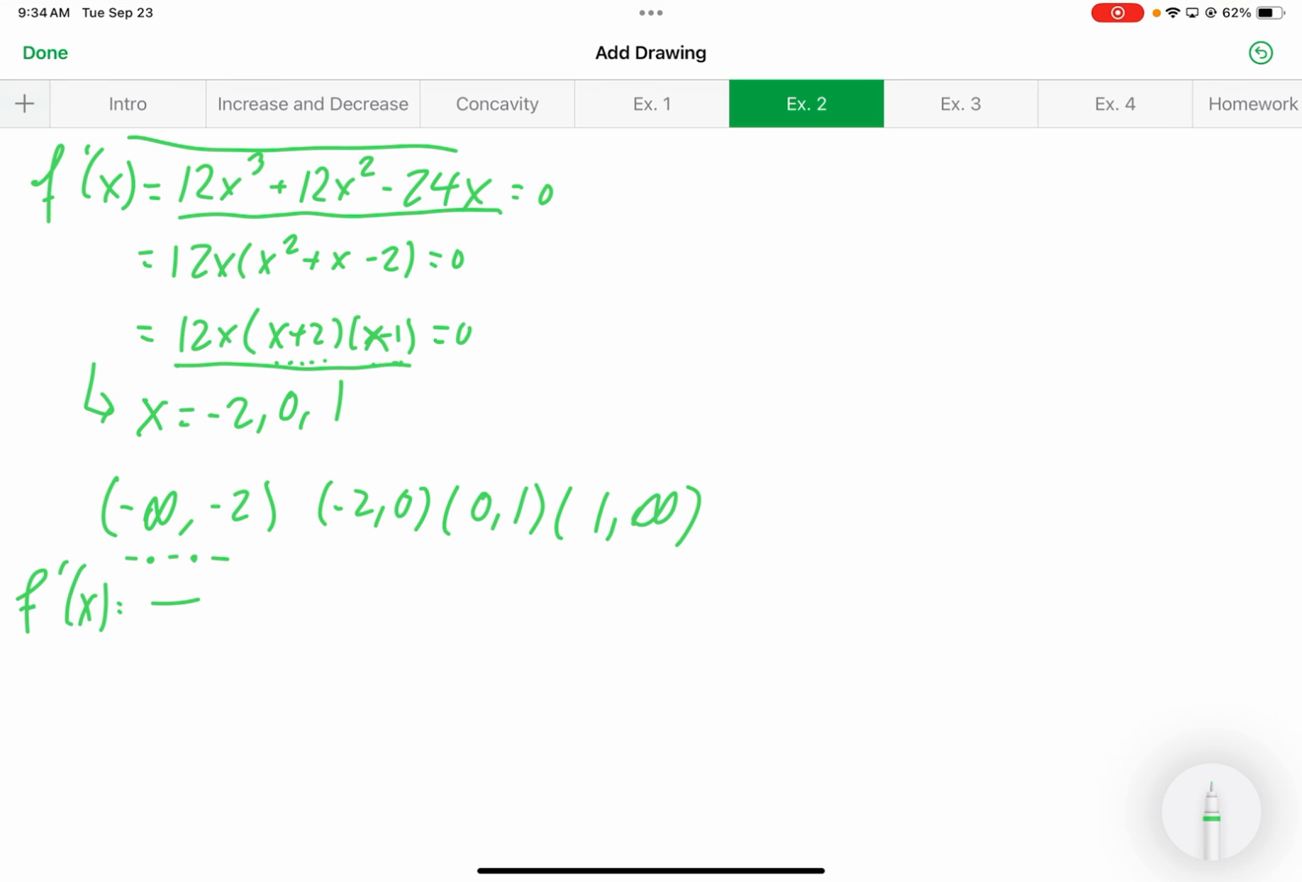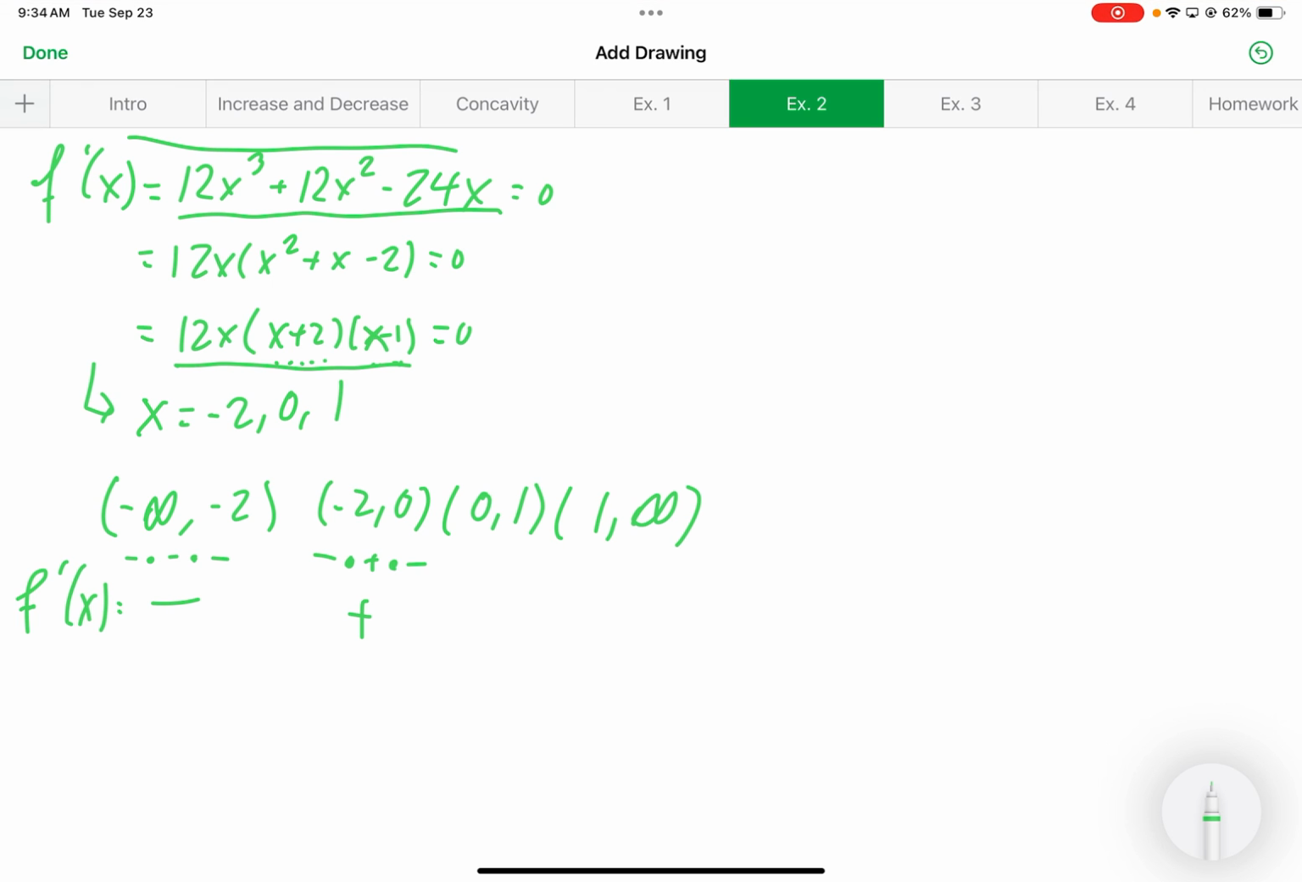What about from negative 2 to 0? Probably negative 1, right? Okay, so if I plug it into my derivative, negative 1 times 12 is going to give me a negative value, times negative 1 plus 2 is positive. So negative times a positive times, and then negative 1 minus 1 is also negative. So negative times a positive overall gives me what? Positive. Very good.